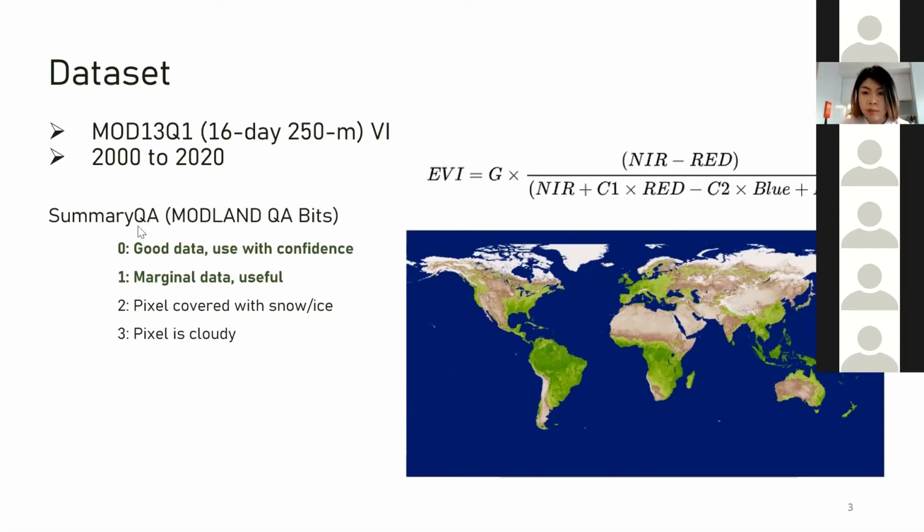This is the quality index band here. 0 is good data, 1 is marginal data, and 2 and 3 are low quality pixels.